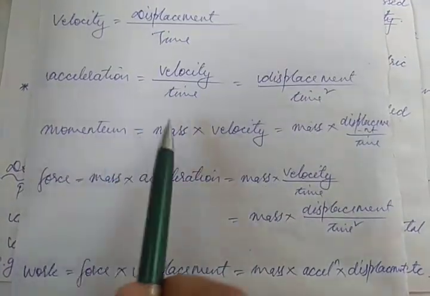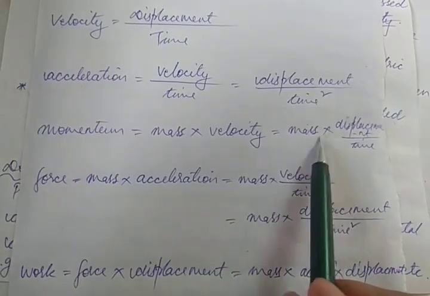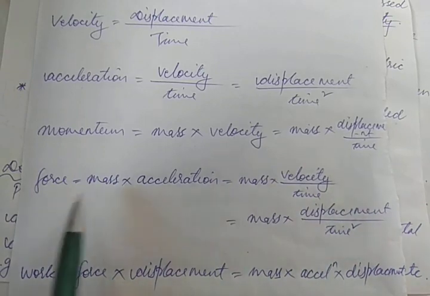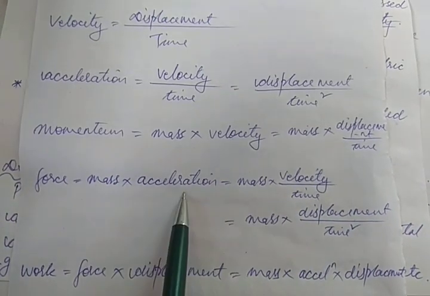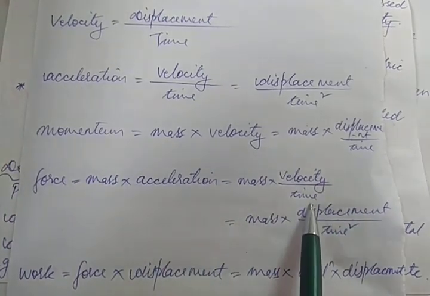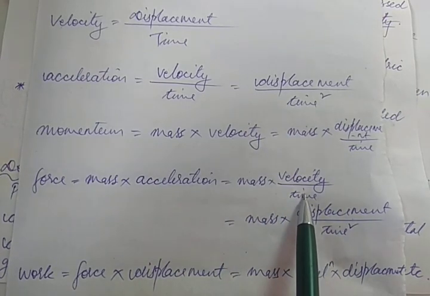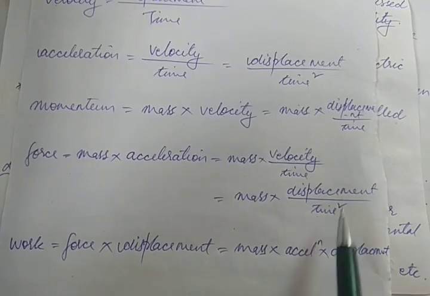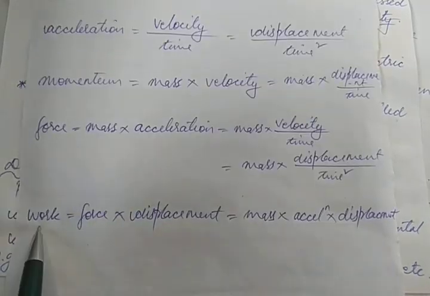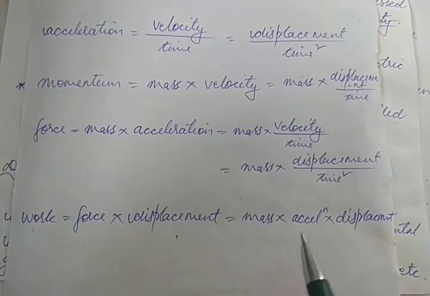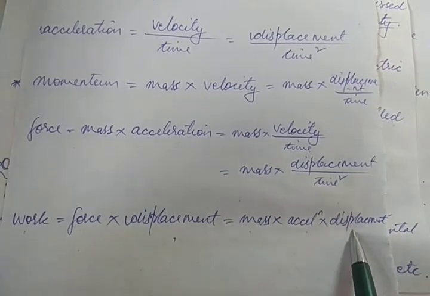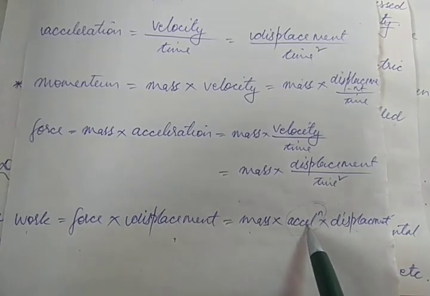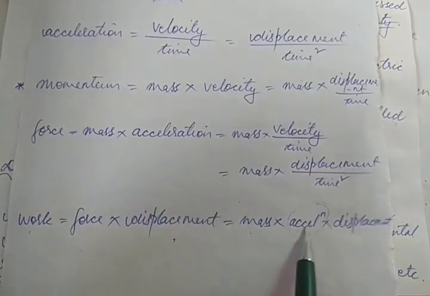Likewise, you have momentum, mass into velocity, which is mass into displacement upon time, because velocity is displacement upon time. Likewise, force, which is mass into acceleration, mass into velocity upon time, because acceleration is velocity upon time, which can be rewritten as mass into displacement upon time squared. Likewise, work, force into displacement, which can be written as mass into acceleration into displacement, and this acceleration can further be expressed as displacement upon time squared.